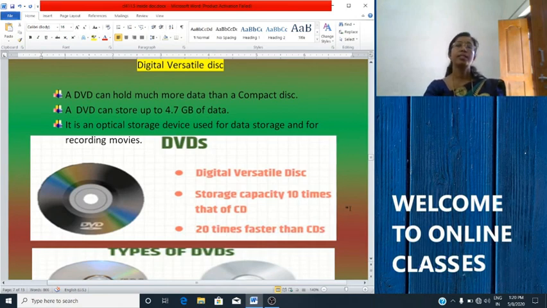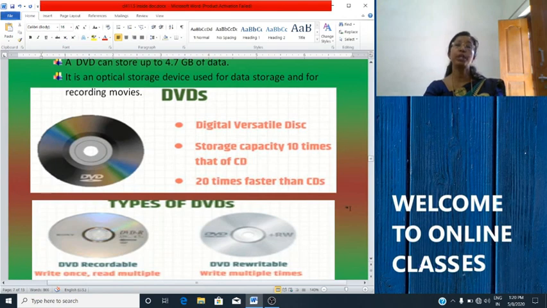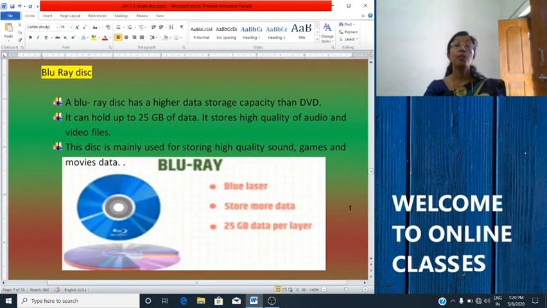So students, now we will study about the next storage device, that is Blu-ray disc, in short BD. What is a Blu-ray disc? A Blu-ray disc has a higher data storage capacity than a DVD. It can hold up to 25 GB of data. So the storage capacity of a Blu-ray disc is 25 GB.